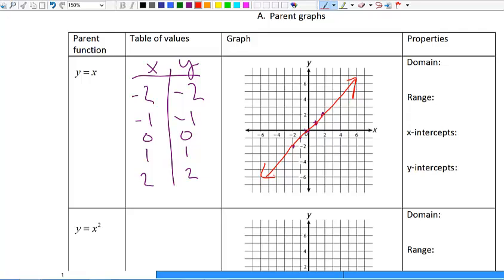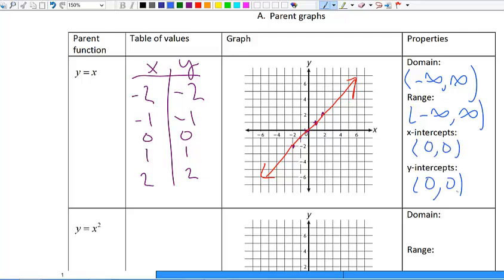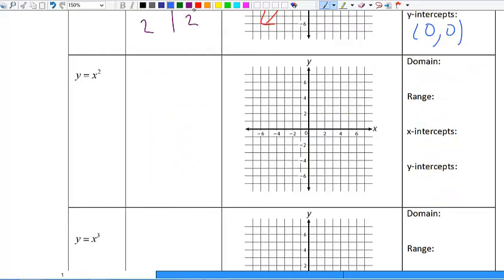For the linear parent graph, there are no restrictions on the domain, so we can go from -infinity to infinity on the domain and on the range. Again, no restrictions there. The y-intercept and the x-intercept both intersect at 0, 0, at the origin. And so there's that.